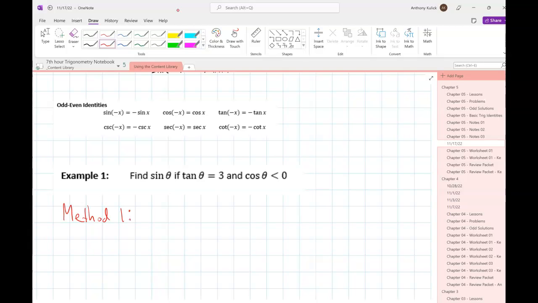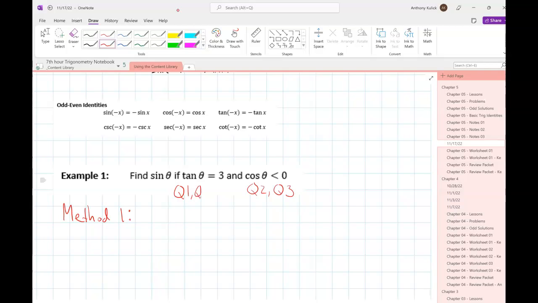So let's recall what we did back in chapter 2 to do this. First thing we want to do is identify what quadrant the terminal side of theta needs to lie in. Cosine is negative in what quadrants? 2 and 3, very good. Because cosine is the same as the x-coordinate, and the x-coordinate's negative in quadrants 2 and 3. Tangent theta equals 3 means tangent is positive. What quadrants can tangent be positive in? 1 and 3, very good.